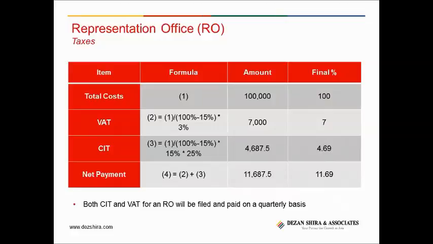After VAT reform, there is no business tax imposed in this sense. The primary corporate taxes for an RO will be CIT and the VAT. However, the tax authority hasn't announced the applicable VAT rates for RO and related policies. In previous circumstances, the effective tax rate for an RO was roughly 11.5%. Both CIT and the VAT for an RO will be filed and paid on a quarterly basis.